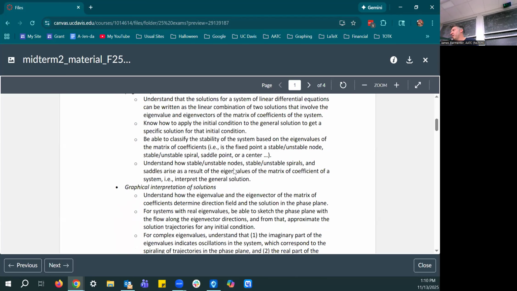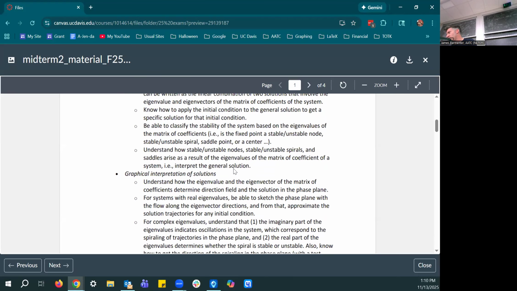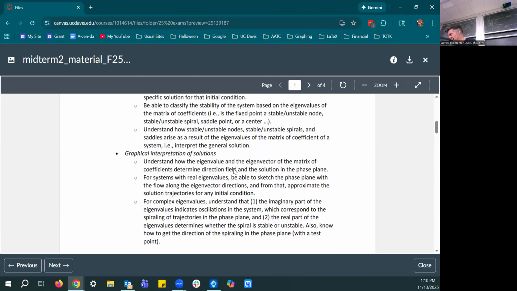Be able to classify the stability. Yep, we've talked about that a bunch of times, based on the eigenvalues of the matrix of coefficients. Okay, yep, that's mainly how we do it. Understand how stable and unstable nodes, stable and unstable spirals, and saddles arise as a result of the eigenvalues of the matrix of coefficients of a system. Right, right. Again, I feel like you're saying the same thing a lot of different ways here. It's all right.